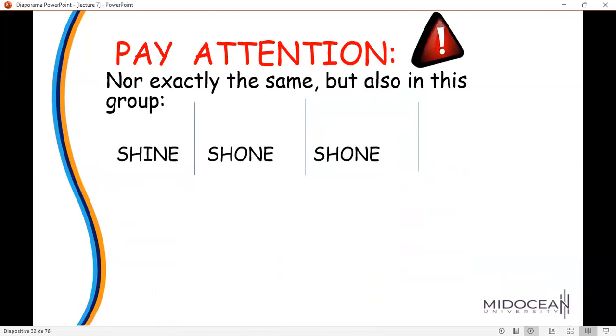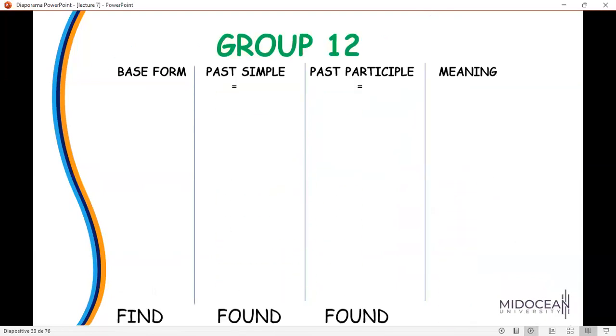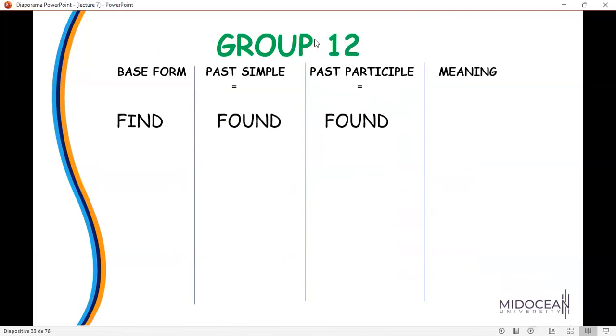Now, not exactly the same in this group, but also in this group, you have shine, simple past shone, past participle shone. Group 12 now.